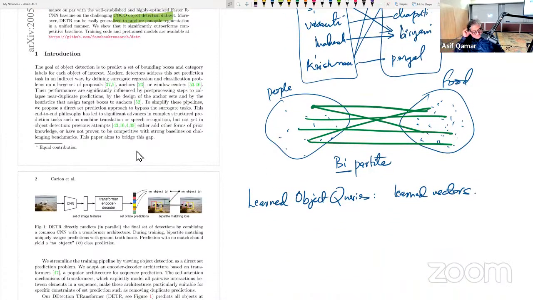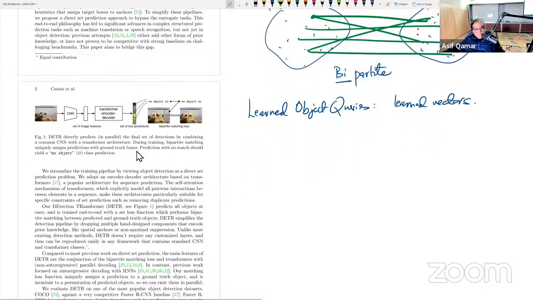So what does it do? Let's understand the picture from this main picture. And this figure, the caption says, DETR directly predicts in parallel the final set of detections by combining a common CNN with a transformer architecture. So guys, do you notice that it uses a CNN and a transformer? Think about it this way. Without reading the rest of it, what do you think the CNN will produce from the image? It will produce a higher order representation, a feature map.